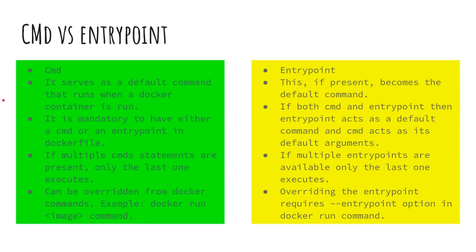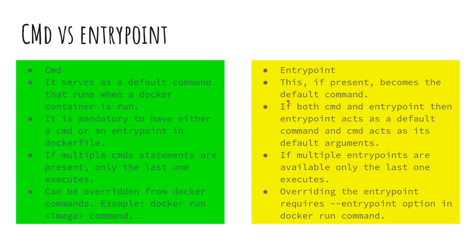Now let's talk about some differences between the CMD and entry point. This part denotes the CMD and this part denotes the entry point. The CMD serves as a default command when it runs inside a Docker container. So in a Docker file, when you don't have an entry point, you just have a CMD. In that case, the CMD runs as the default command. So when your container comes up, the CMD is what is going to run. We have seen that in many examples in the previous lectures. If you haven't watched that, please do watch it.